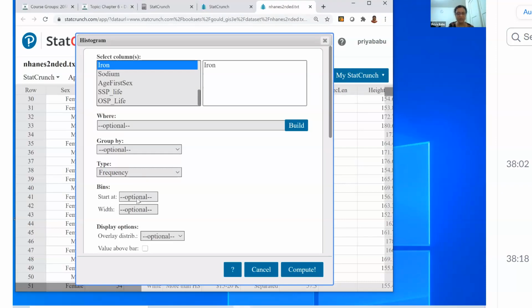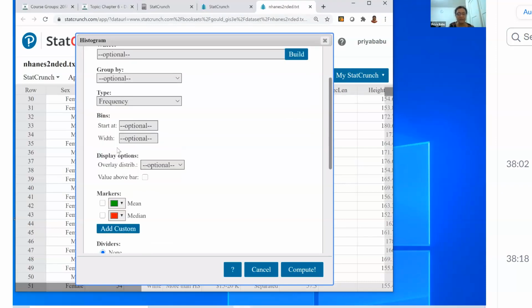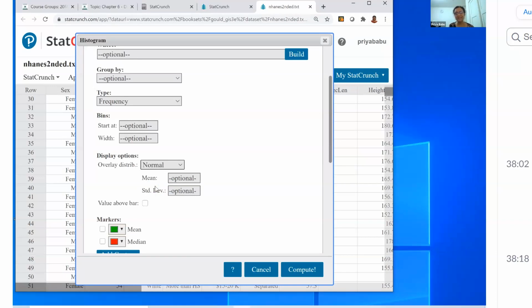It's a frequency histogram. Look here at the display option, overlay distribution, normal. This will draw a curve over it. Even though it's approximately symmetric, sometimes it may not look symmetric. Actually, the normal curve is what is symmetric. We've been using the word symmetric so far. From chapter 6, we're going to use the word normal. That is a more formal word for symmetric.